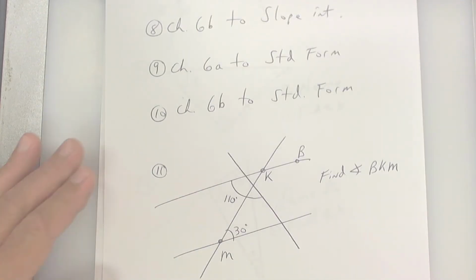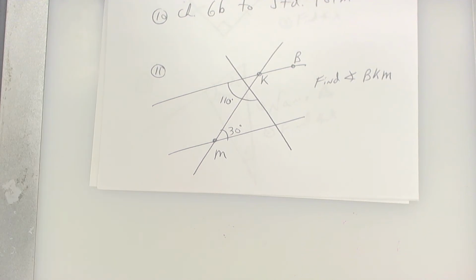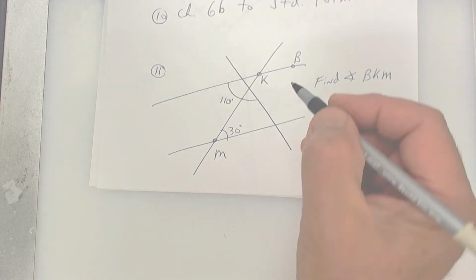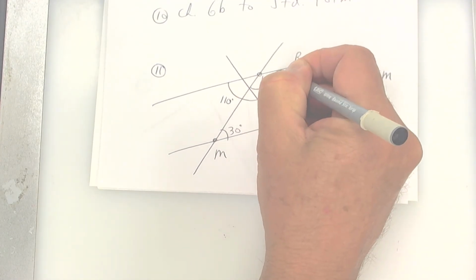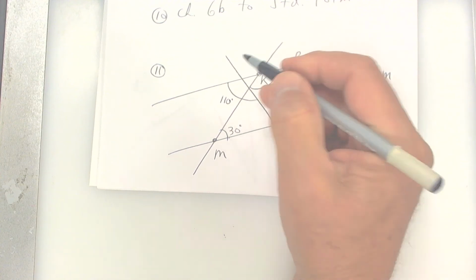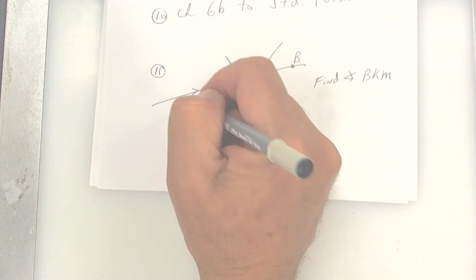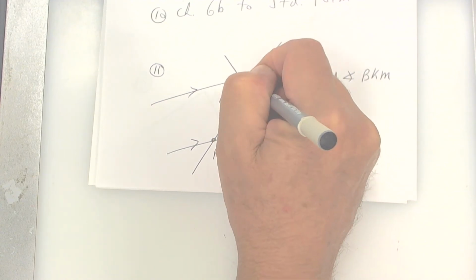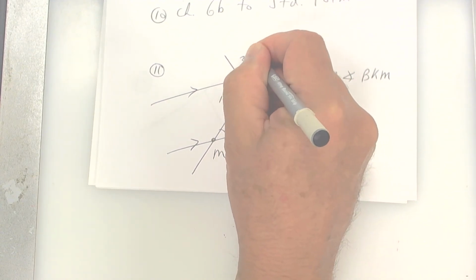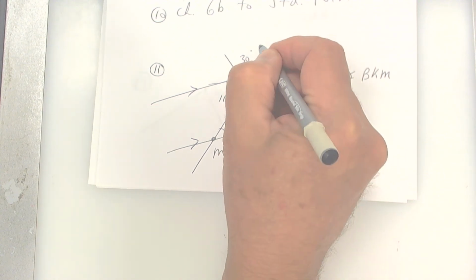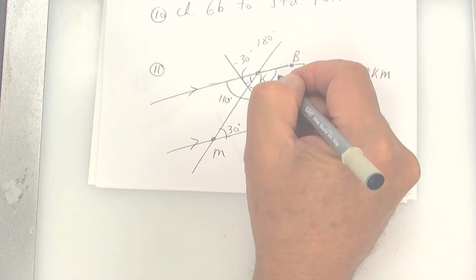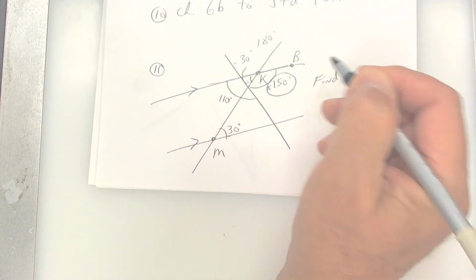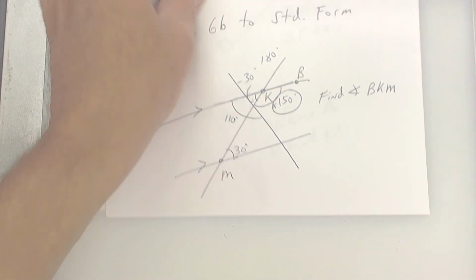Let's keep moving. Number 11. Draw that diagram. Find the measure of angle BKM. That's this one. BKM is this one right here. So this angle, and these lines were supposed to be parallel, so make them parallel. This angle and this angle are alternating interior. So this one is 30 degrees. This whole line is 180. Minus 30 gives you 150. And that's your answer. That's how you do it.